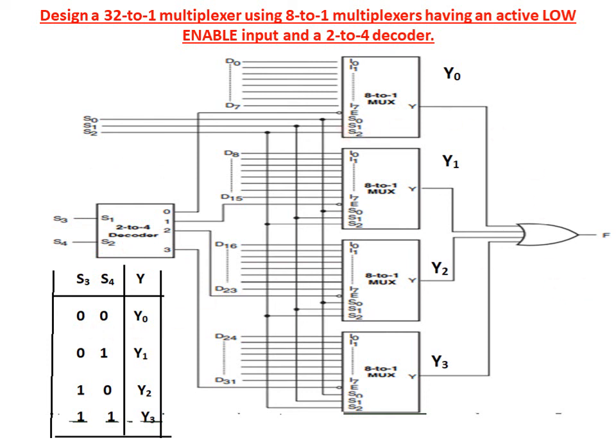So when S3, S4 is 0, 0, the output will be Y0. So Y0 is connected to multiplexer 1. So multiplexer 1 is selected. Next, 0, 1 combination, the output will be Y1. So the second multiplexer is selected. For 1, 0 combination, the output is Y2. So the third multiplexer is selected. Next, 1, 1 combination, the output is Y3. So the fourth multiplexer is selected. So like this we can design a 32 to 1 multiplexer.